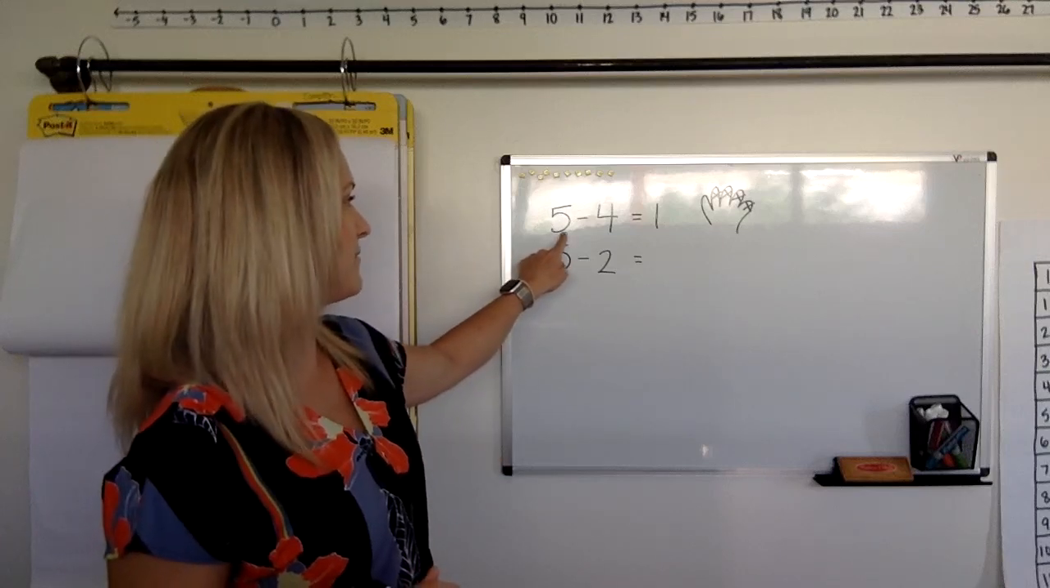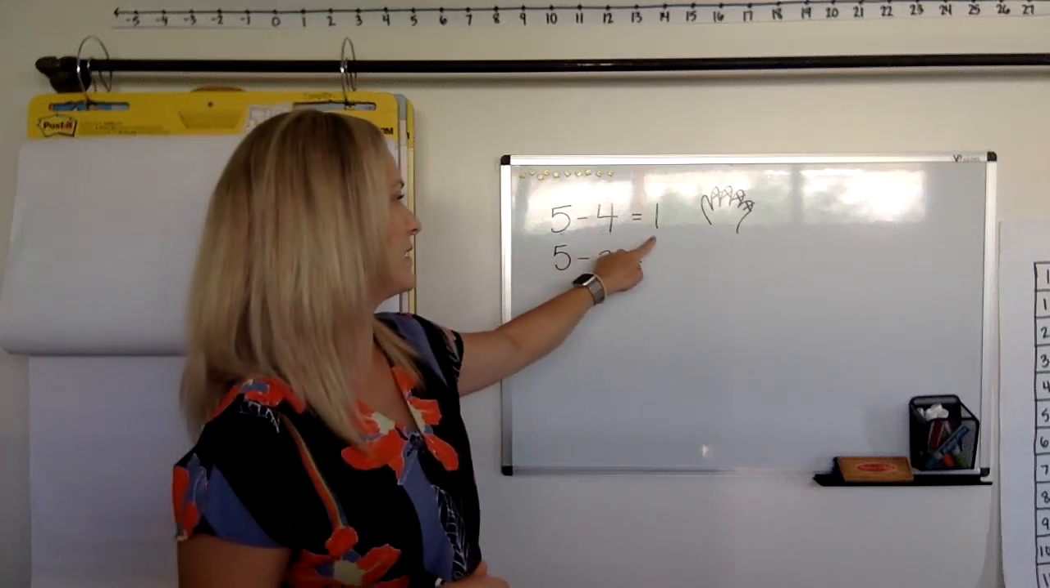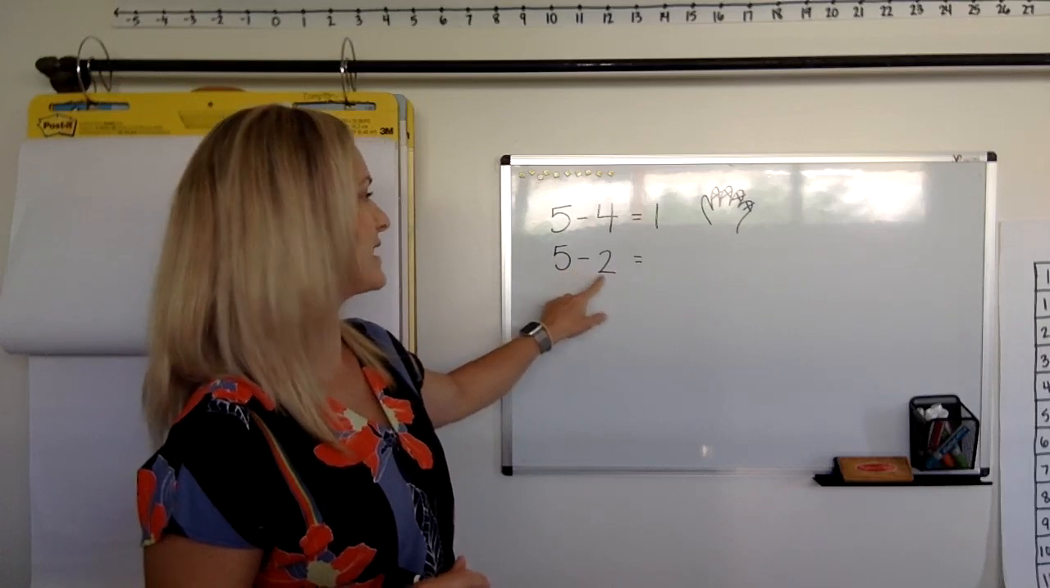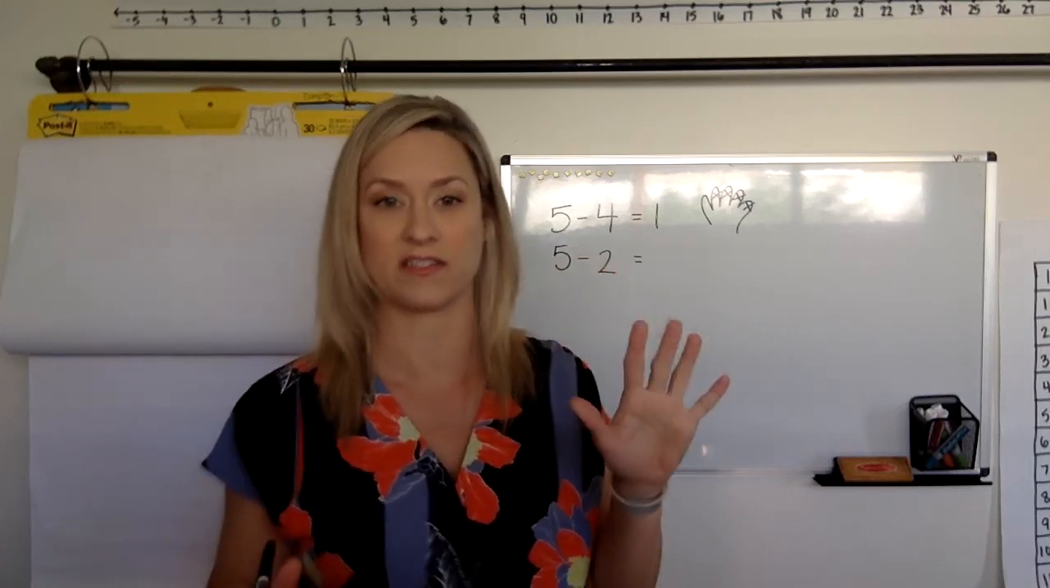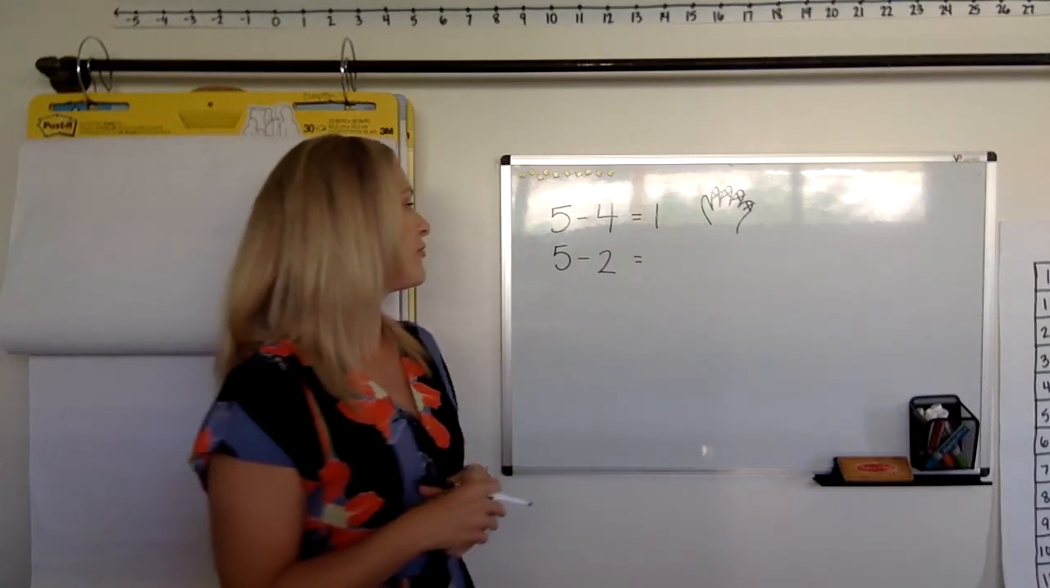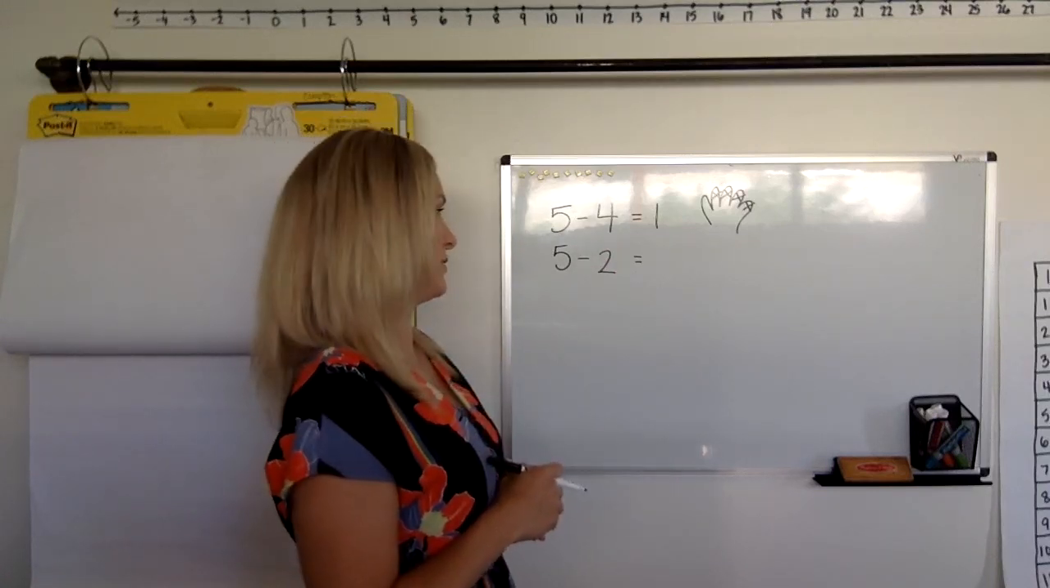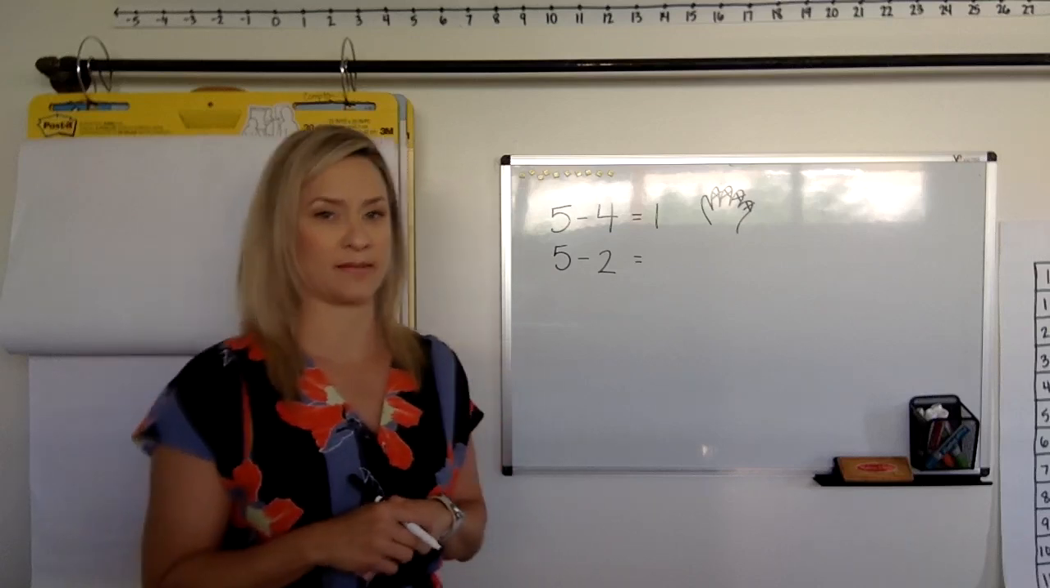The next question I'm going to ask them is, what is 5 minus 2? So last time we did 5 minus 4 and we got 1. This time we're going to do 5 minus 2. So really they need to get fluent within their 5s in kindergarten. So we're practicing that today. So 5 minus 2. We're going to give them some time to think.